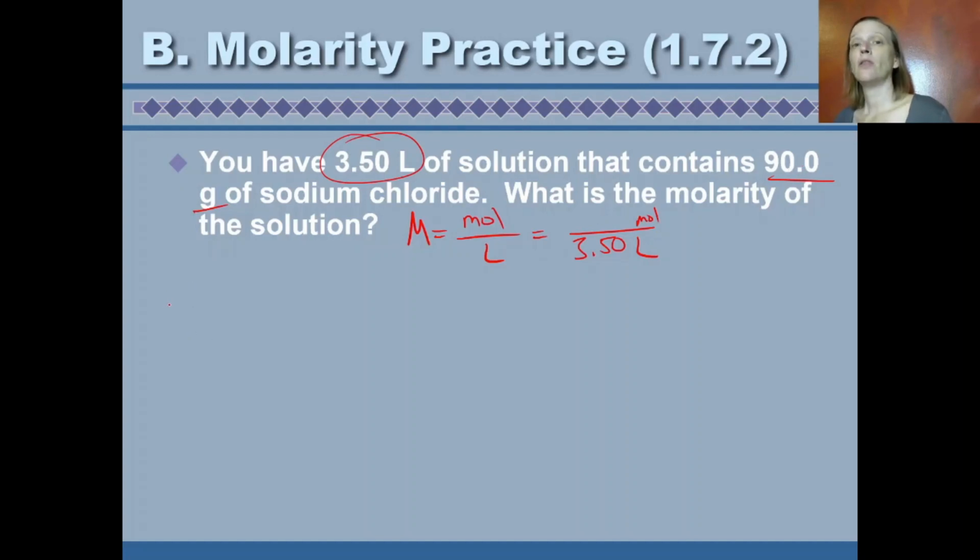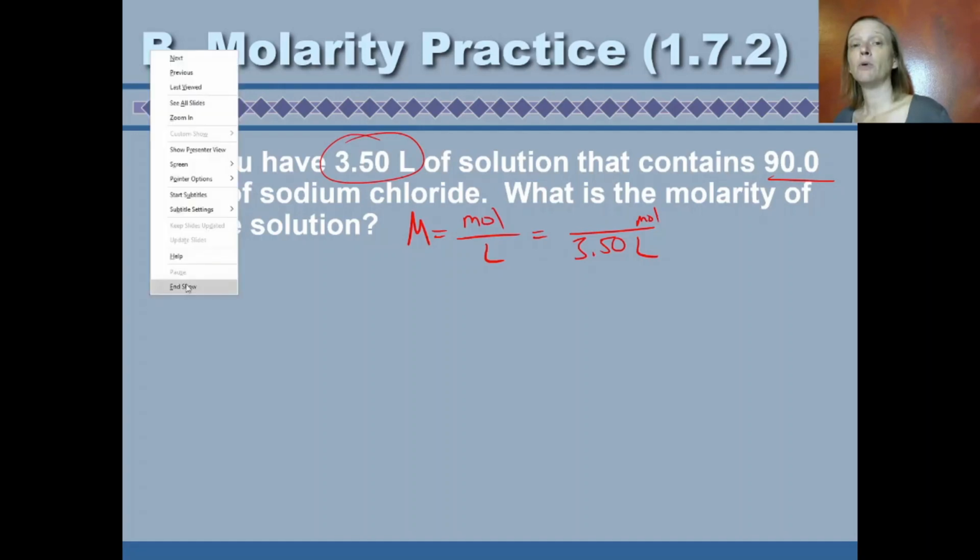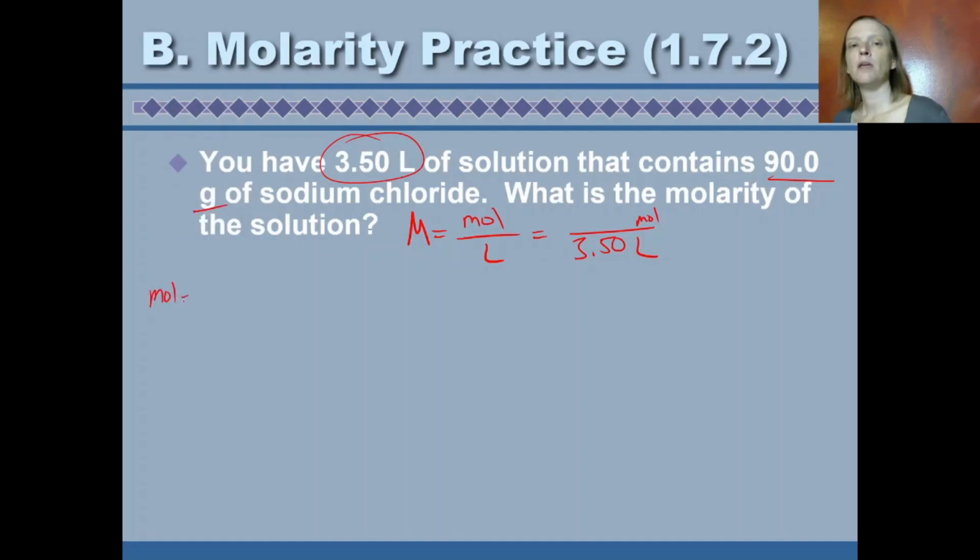I know that number of moles equals mass divided by molar mass. Or if you prefer to think of it in terms of dimensional analysis, if we start with 90 grams, how do we convert from grams to moles? We divide by the molar mass in grams, and that lets us convert to 1 mole. So it's 1 mole over how many grams.